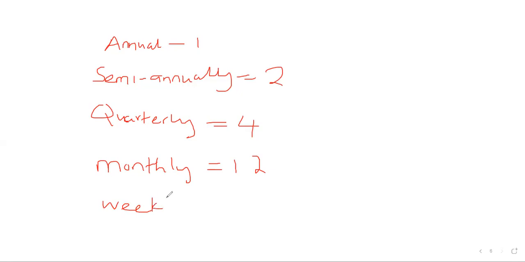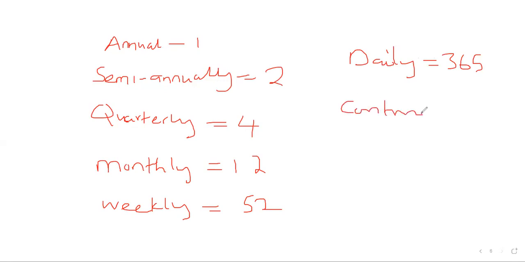If interest is earned weekly, how many weeks are there? 52 weeks. If interest is earned daily, how many days are there? 365. If interest is earned continuously, we're going to use present value times e to the power RT. Now these are very key for you to understand, because this will be the basis upon which all the other topics will hinge.